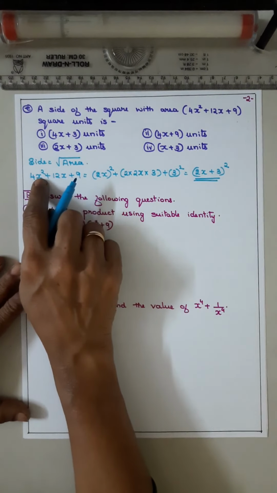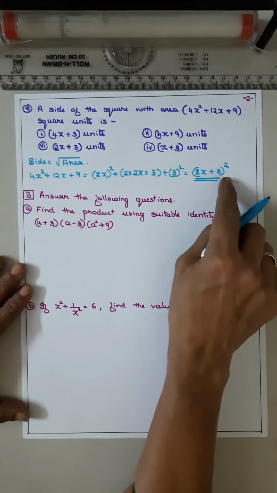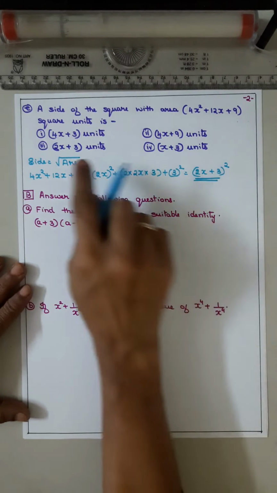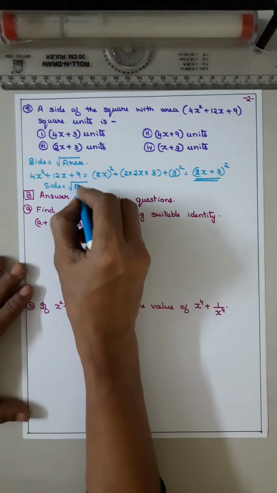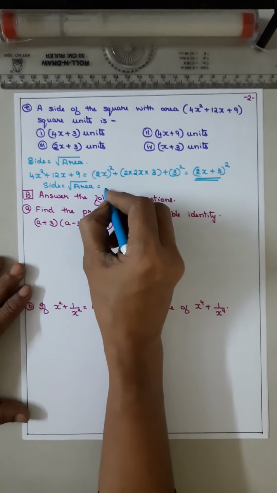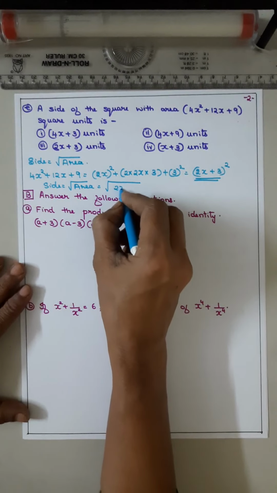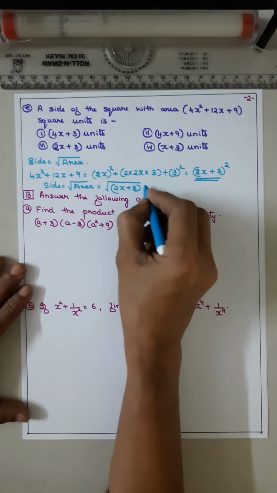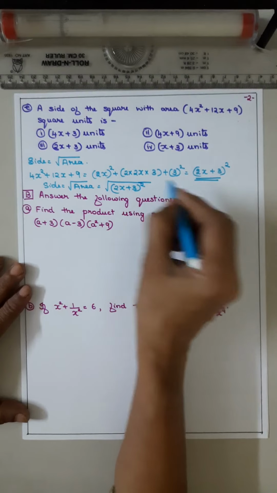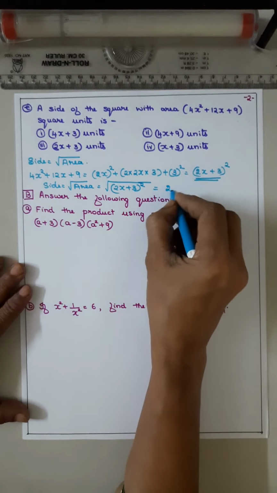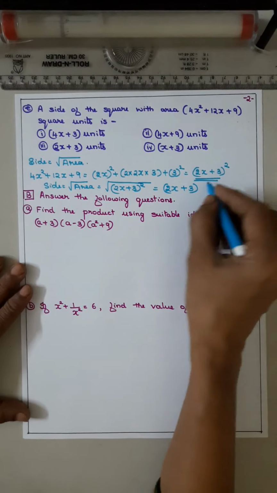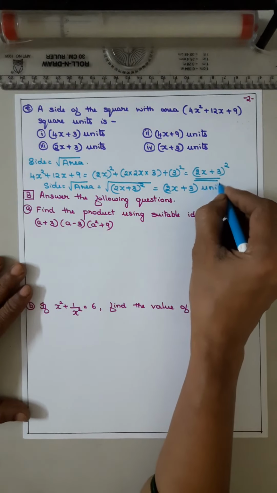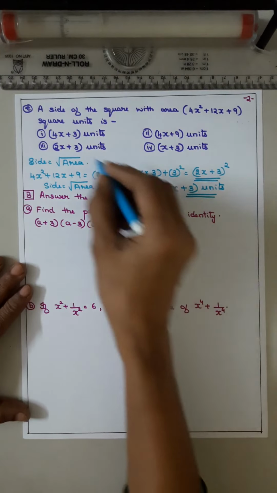So this algebraic expression can be written like this. So you know side is equal to square root of area. That means square root of (2x plus 3) the whole square. Square root of a square means what? Remove that square. 2x plus 3 units. So which is the option? Third option.